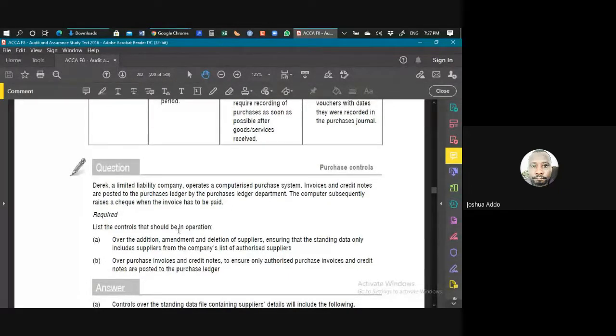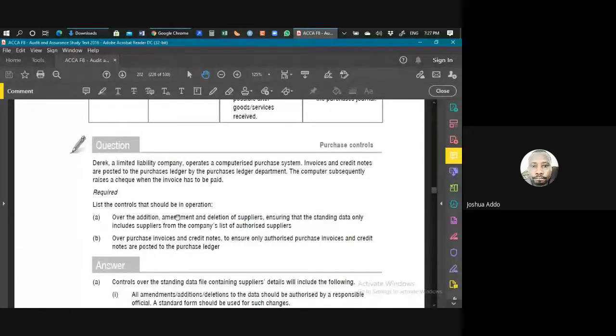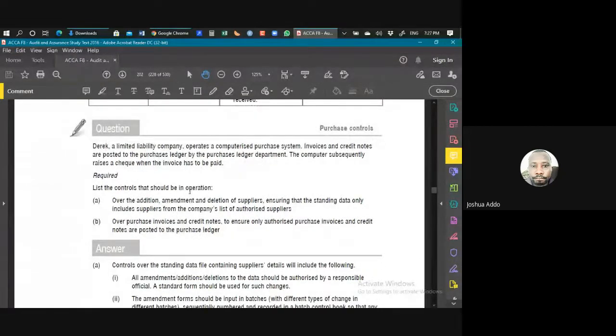Okay, so let's take this simple question and then we can go for now whilst we solve more other questions. Derek, a limited liability company, operates a computerized purchase system. Invoices and credit notes are posted to the purchases ledger by the purchases ledger department. The computer subsequently raises a check when the invoice has to be paid. Required: this is the control that should be in operation.